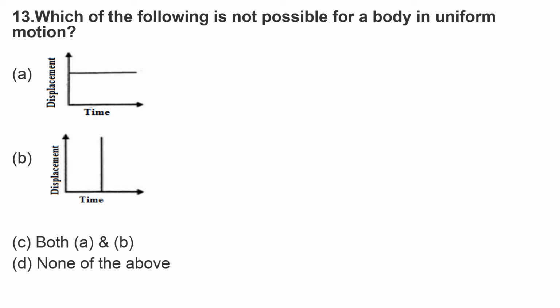displacement changes but time remains the same. For uniform motion, an object covers equal distances or displacements in equal intervals of time. So both of these are not possible. So option C, both A and B. So the answer is option C, both A and B. Both graphs A and B are not possible.